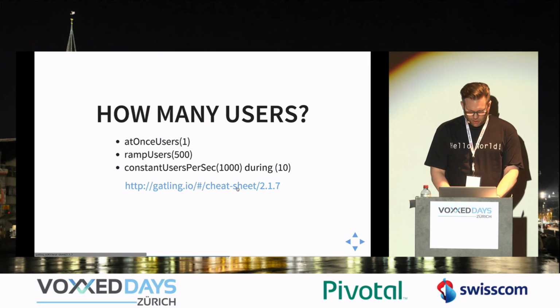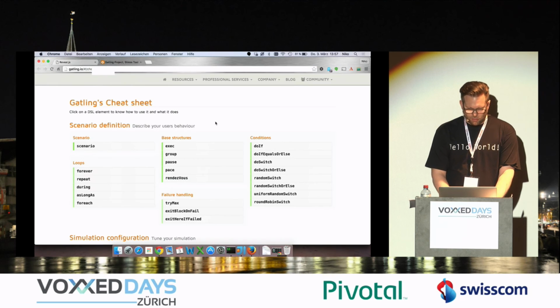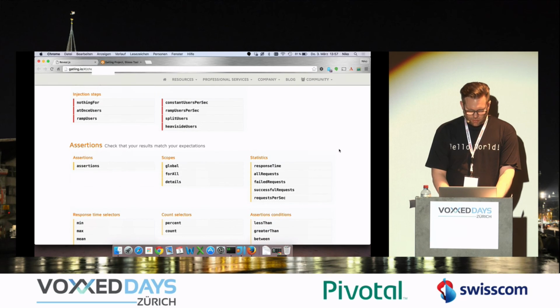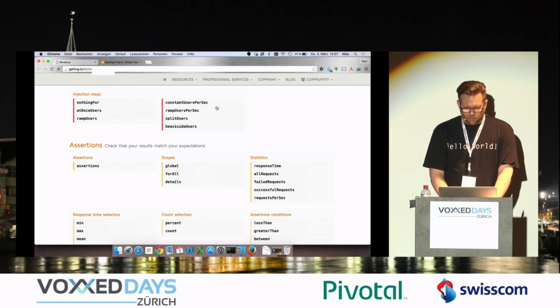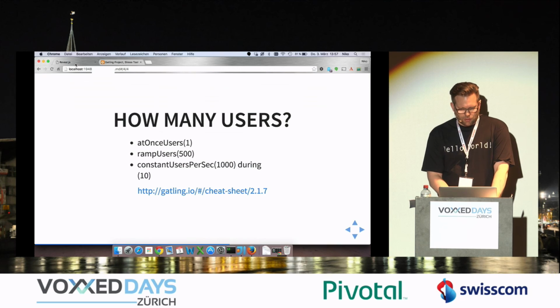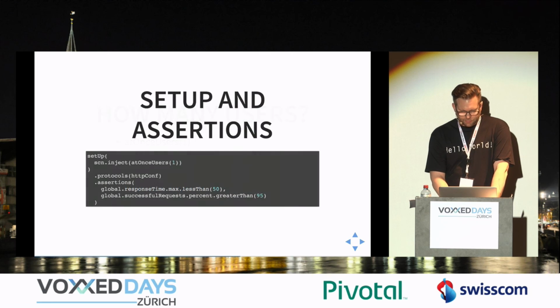And there's a cheat sheet of Gatling, which is a pretty cool cheat sheet showing all the options you have. And these are the injection steps, for example. You have advanced users, ramp users. You can say nothing for a random time, constant users per second, split users, can specify heaviside users, whatever. And so you can configure your tests pretty well to your real-life needs.